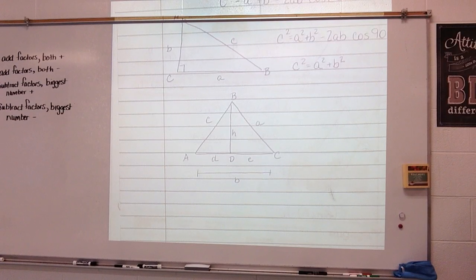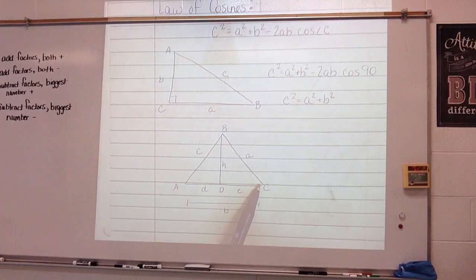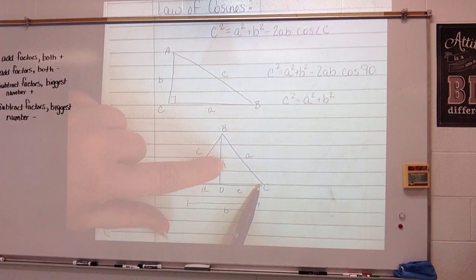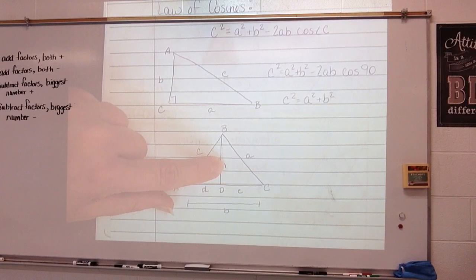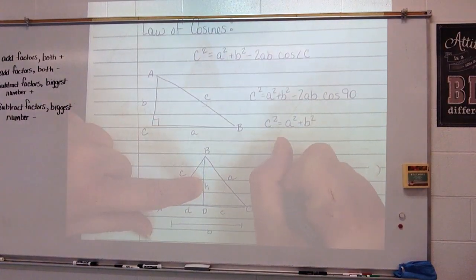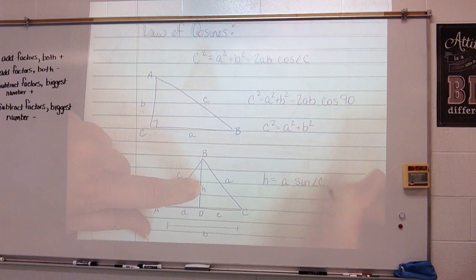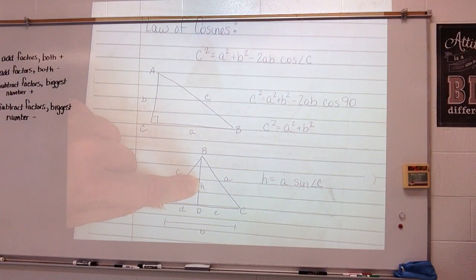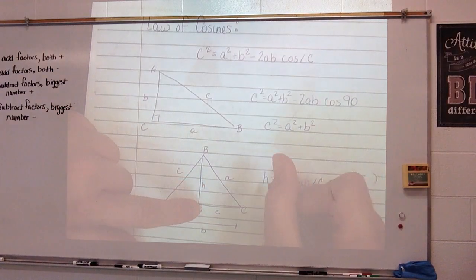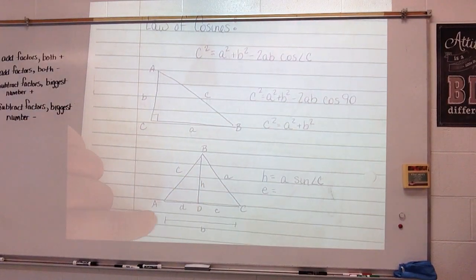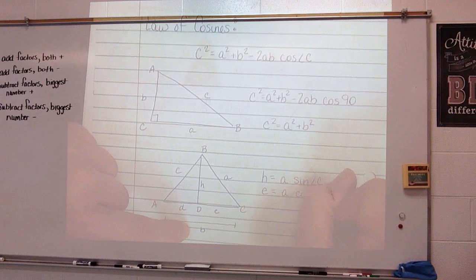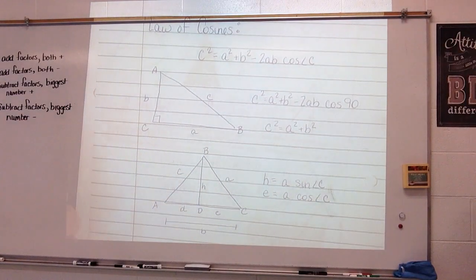So let's express E and H using trigonometry with respect to angle C. In respect to angle C, H would be A times the sine of angle C. E would be A times the cosine of angle C.